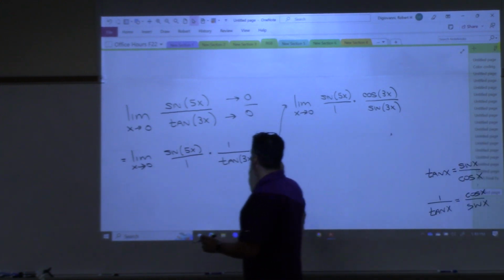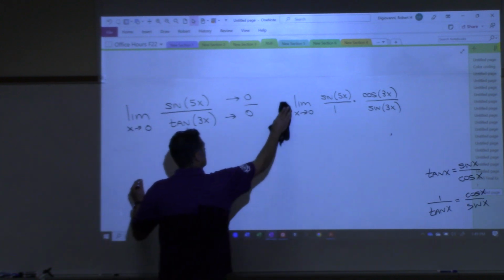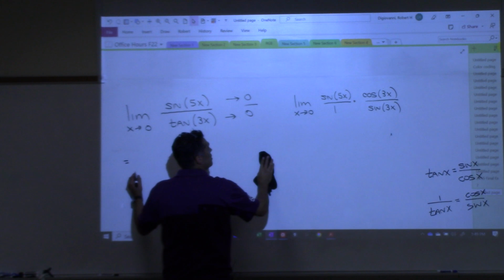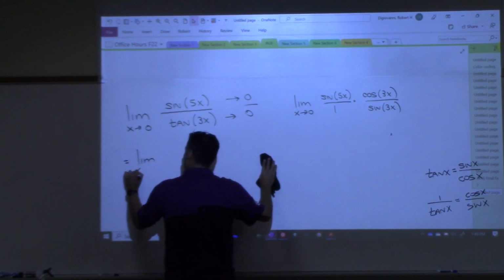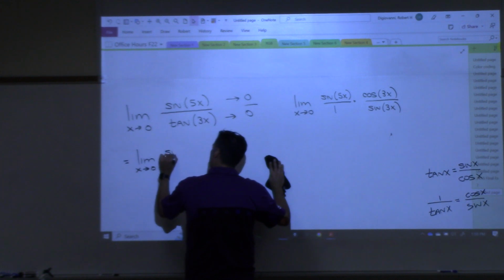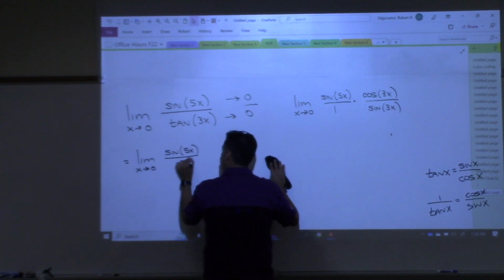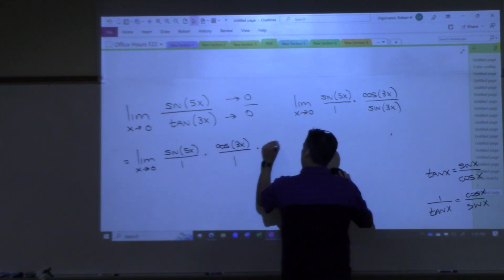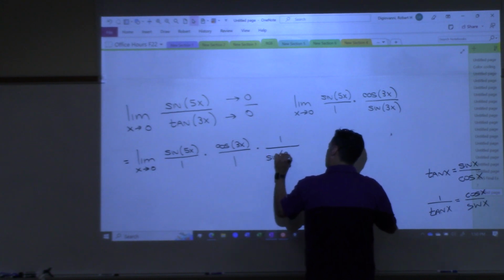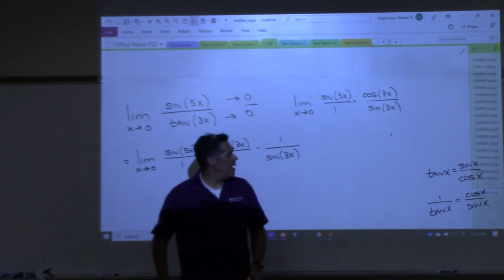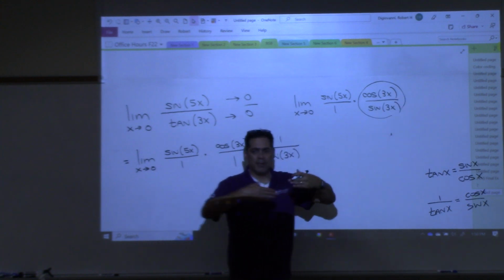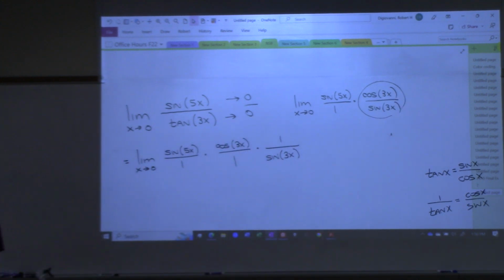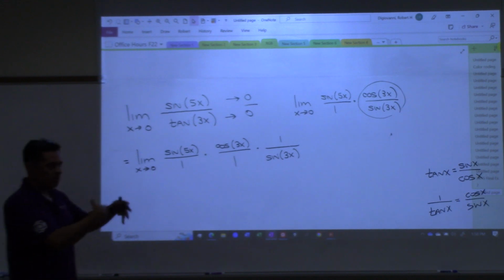I'm going to continue ripping things apart. I'm coming back over here. Equals limit x goes to 0, sine 5x over 1 times cosine 3x over 1 times 1 over sine 3x. All I did there was this last fraction, I ripped it into two fractions. I've done nothing in terms of solving the problem. All I've done is rewritten it. This was all just to rewrite it.